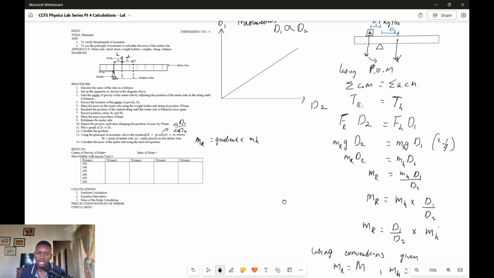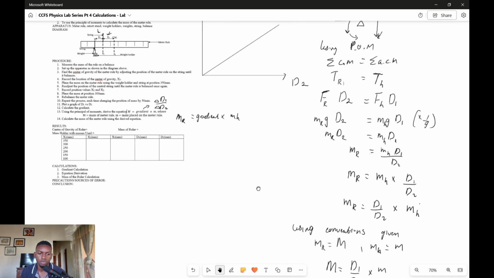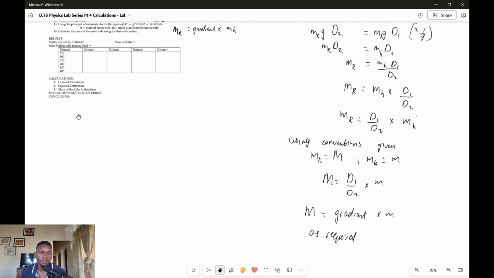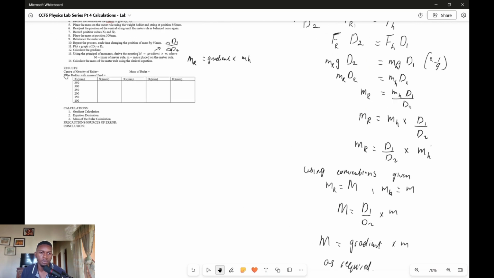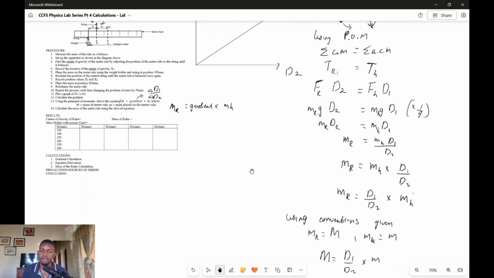So that will be the derivation for the mass of the meter rule. You got the gradient, and you got your masses that you recorded, the mass holder plus the masses used. That's this small m, multiplied by the gradient, and you get a big M, and that is going to be the mass of the ruler. Then put in your sources, precautions, sources of error, and a conclusion.